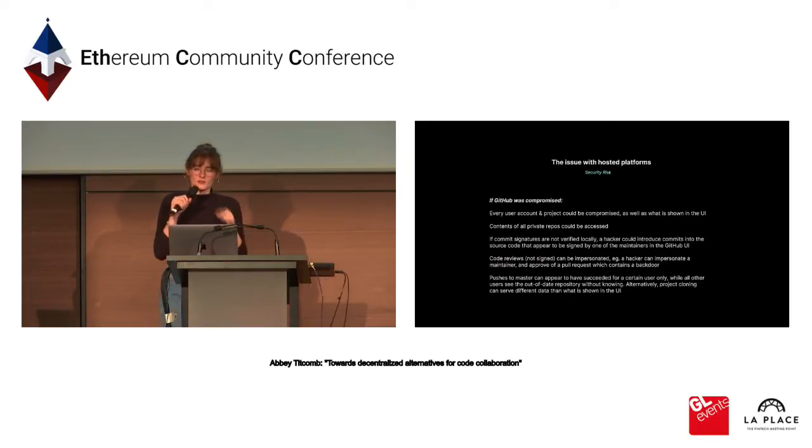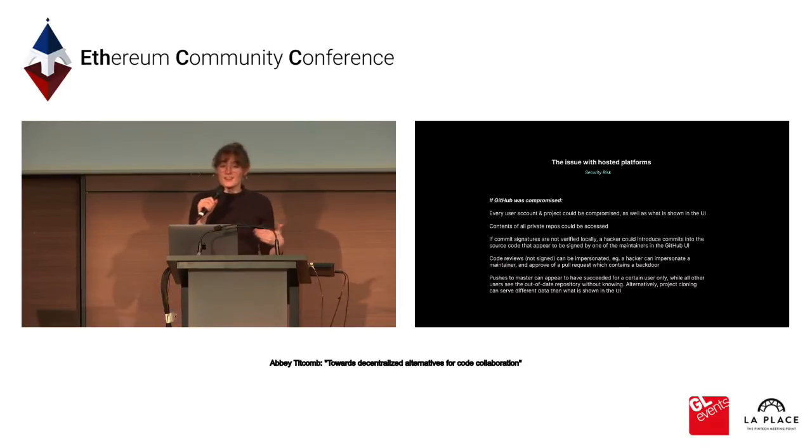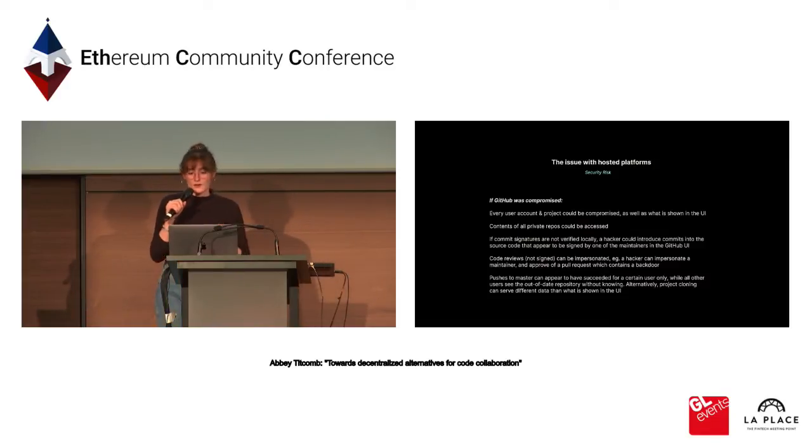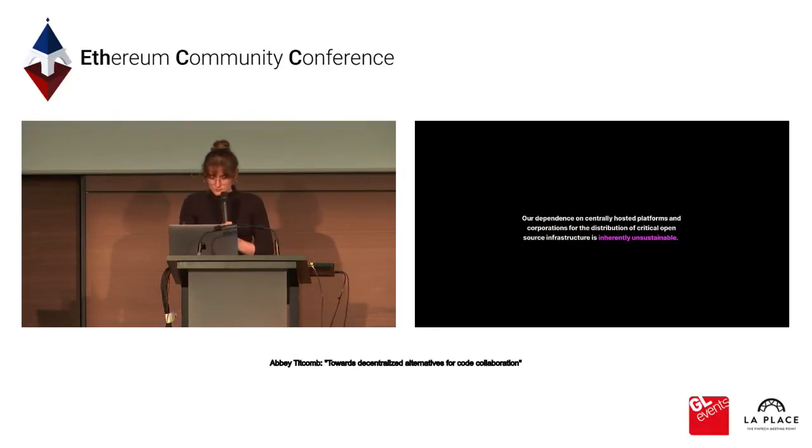signatures aren't verified locally and you're just relying on that green check in GitHub, a hacker could introduce commits into the source code that appear to be verified or signed by one of the maintainers, because it's based on the UI. Code reviews which aren't signed, and people are starting to sign their reviews now because of this security risk, can be impersonated. So a hacker can impersonate a maintainer and approve pull requests. And then also changes to the actual source code, like pushes to master, could appear to have succeeded, or a range of different things in which a hacker would manipulate the UI to show a user something that isn't true.